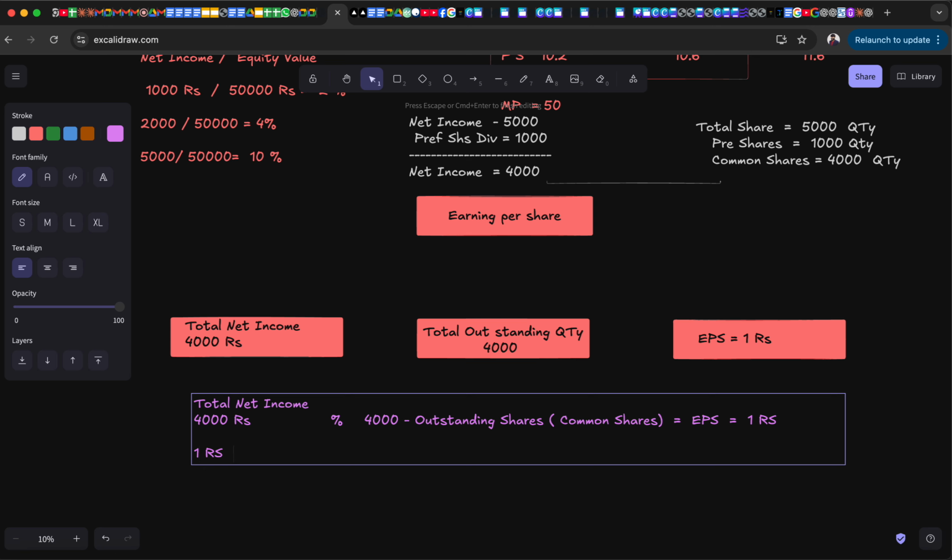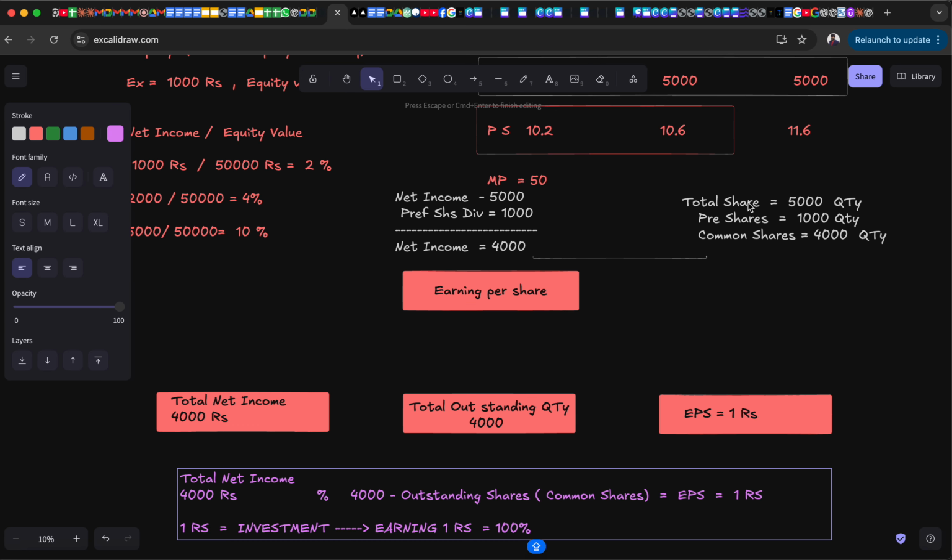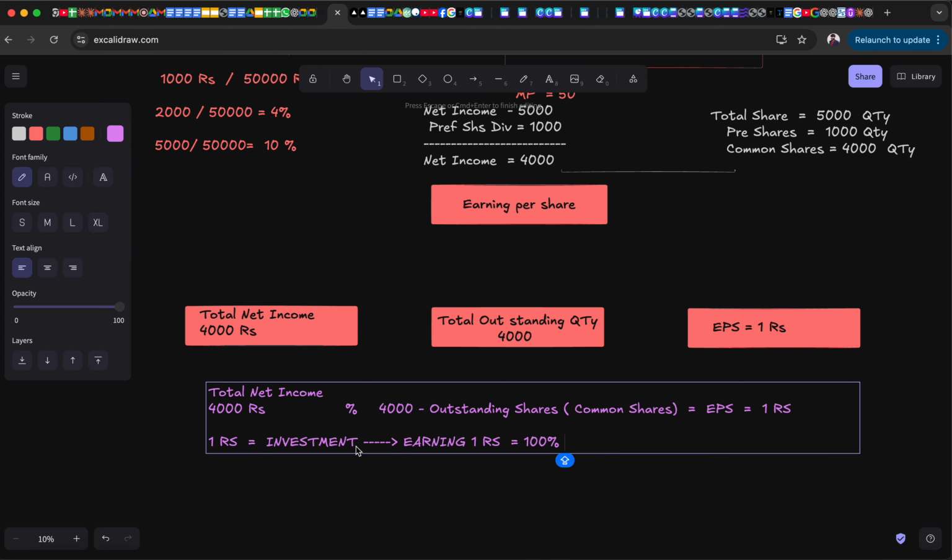For 1 rupee investment, the business is earning 1 rupee. So basically, in this case, the business has 100% return on investment, right? So the business is basically delivering 100. The per share price of the dividend is different, but for per share, what we are earning, sorry, the investment would be wrong. So for one quantity, the earning potential is 1 rupee, right?